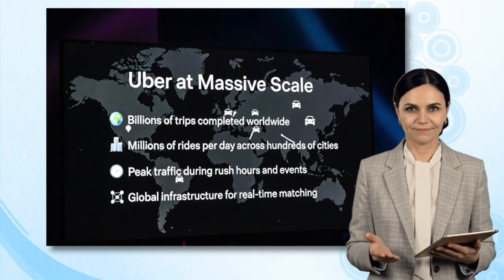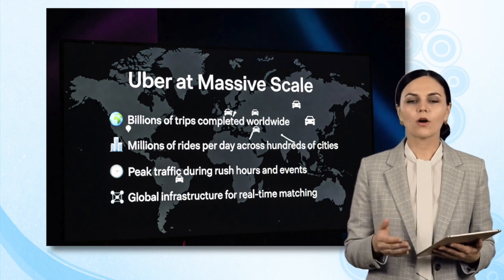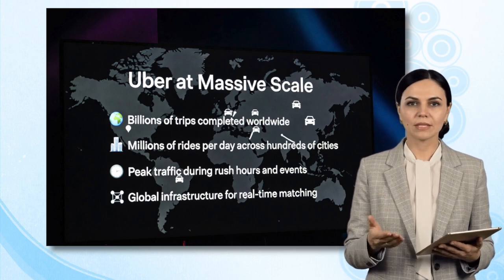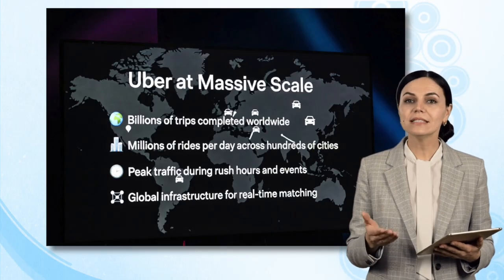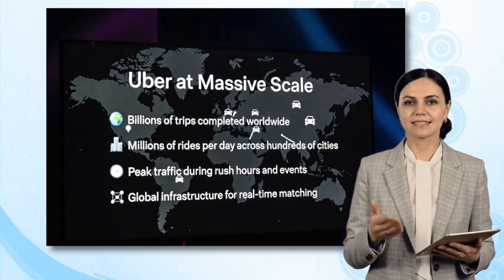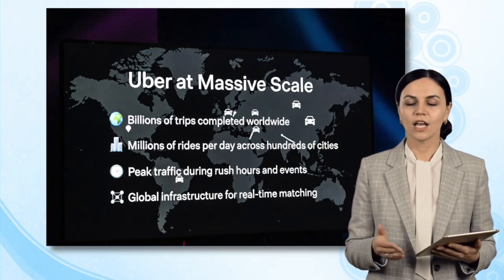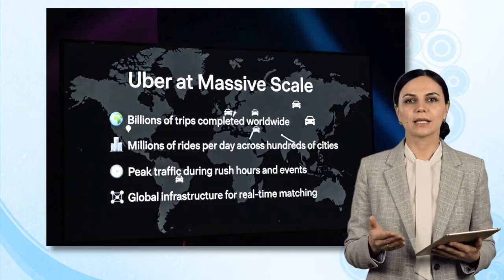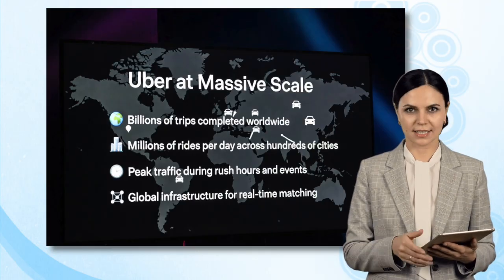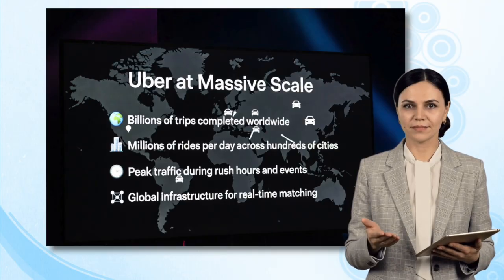Absolutely, Anastasia. To appreciate the challenge, let's look at the numbers. Uber now completes billions of trips globally every year and handles millions of rides per day. During peak hours or major events, the system must match riders and drivers in real time with sub-second latency, while coordinating payments, mapping, safety features, and surge pricing. The original Ruby on Rails monolith simply couldn't keep up.